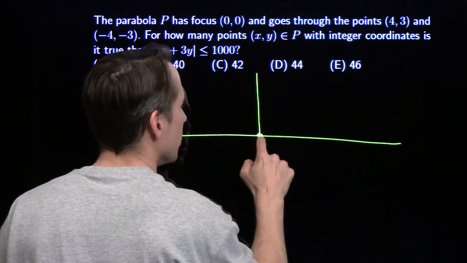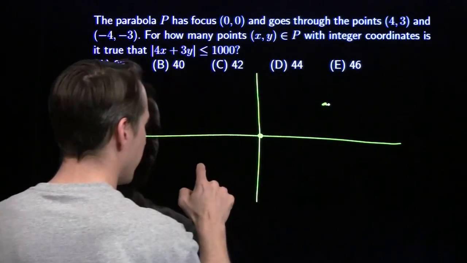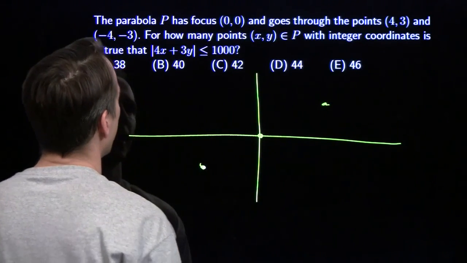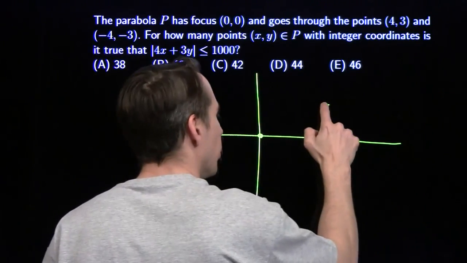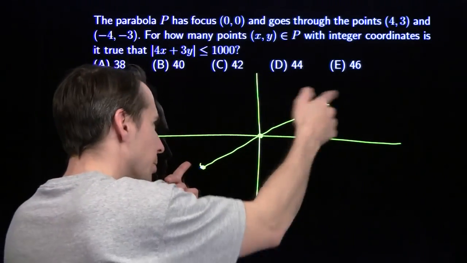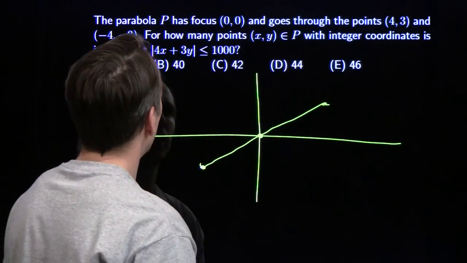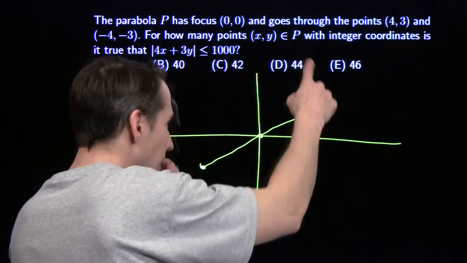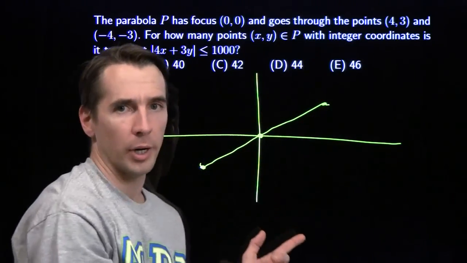Focus is at the origin. Goes through (4, 3) and (-4, -3). Well, these points, of course, are collinear, and the origin's the midpoint of the segment connecting these two. Now what? Alright, these 2 points are on our parabola, so this is a chord of the parabola.